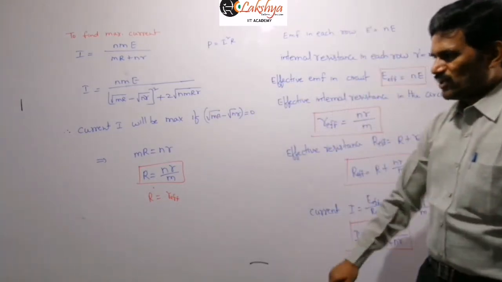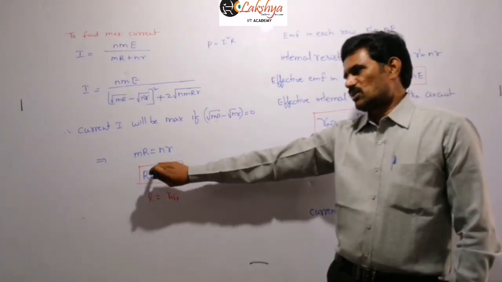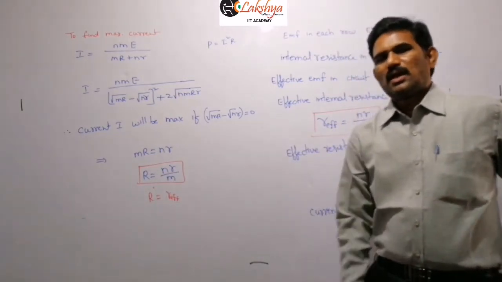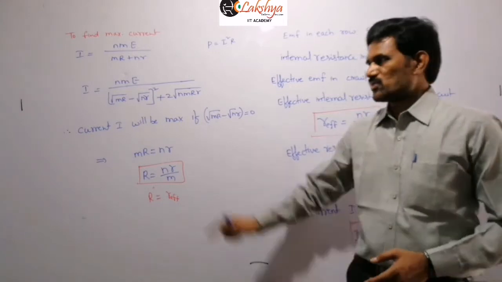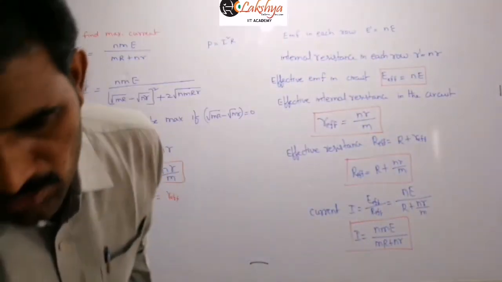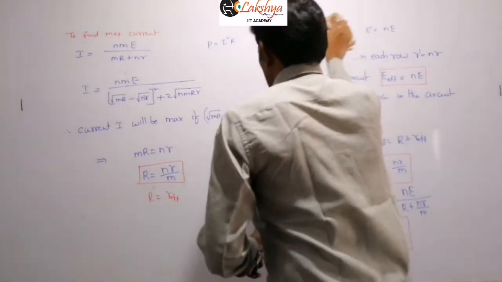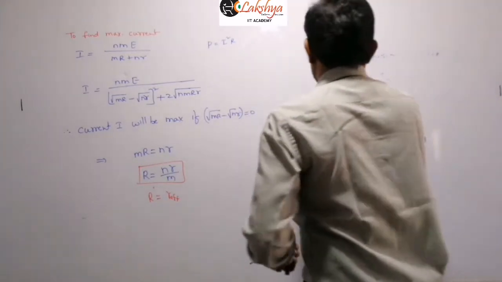And so then I value will be maximum when this external resistance in the circuit is equal to effective internal resistance in the circuit. And this is nothing but actually what we call the maximum power transfer theorem. So first note up to here and I will say the statement here. So note up to that NR by M, capital R is equal to N into small r by M.